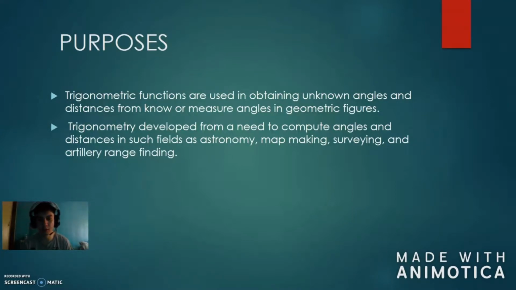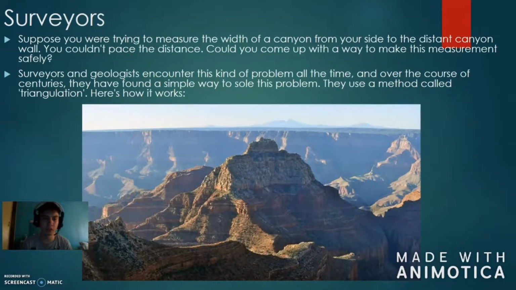So in surveying, let's see how surveyors apply trigonometric functions. Suppose you were trying to measure the width of a canyon from your side to the distant canyon wall. You could not measure the distance directly. Could you come up with a way to make this measurement? Surveyors and geologists encounter these kinds of problems all the time, and over the course of centuries, they have found a simple way to solve this problem. They use a method called triangulation.